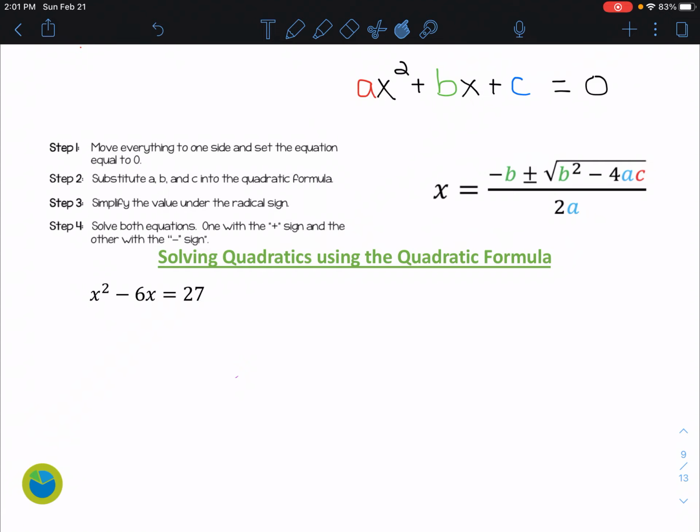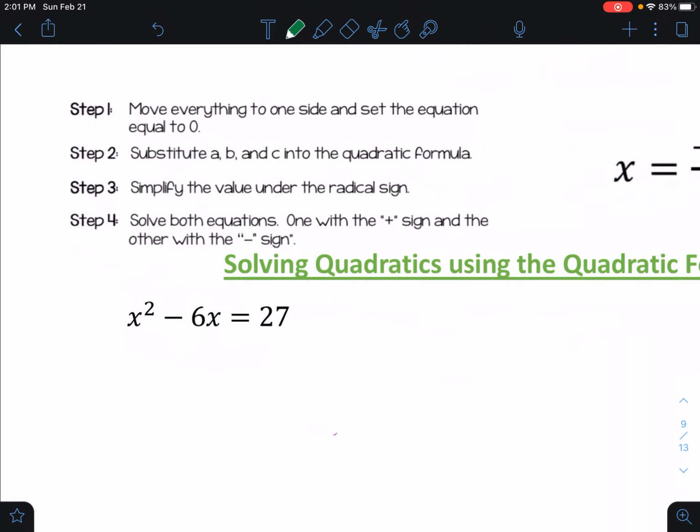All right, so this is part 2 of solving quadratics. The first part was solving using square roots and completing the square. And we're going to go over how to solve quadratics using the quadratic formula. And this is our quadratic formula. You're probably familiar with that. You've seen it before. So how do we do that?